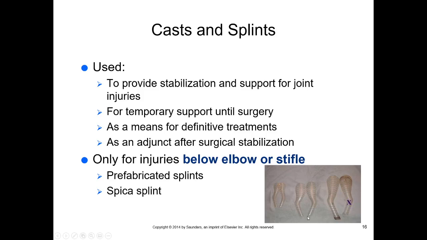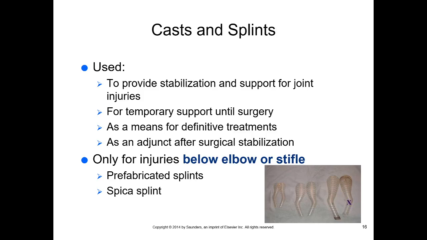These splints are only for injuries below the elbow or the stifle, and here's the reason for that. Any injury we have, whether it's soft tissue or a joint or a bone, we need to stabilize the joint below and the joint above the injury. If we don't, then we are not making sure that that injured area stays still. We need it to stay still.